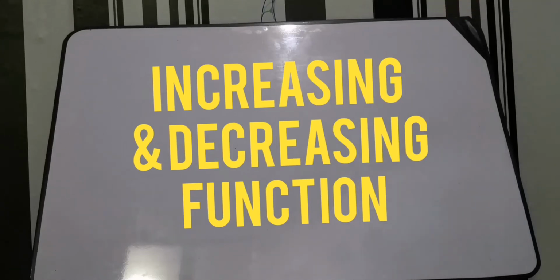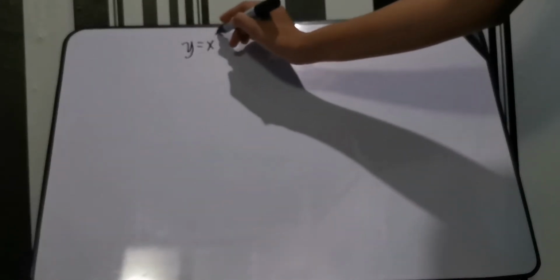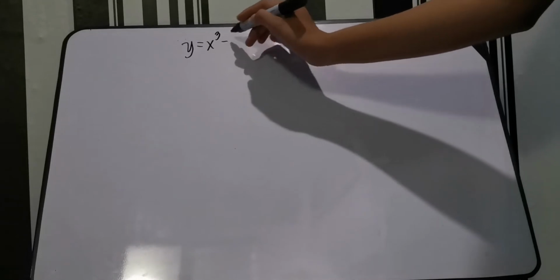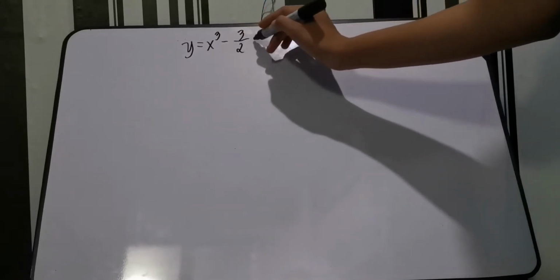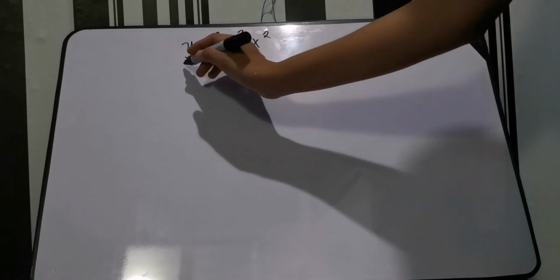I'm going to teach you how to identify whether a function is increasing or decreasing. For example, y is equal to x cubed minus 3 half x squared. So the first step is to get the derivative of the function.